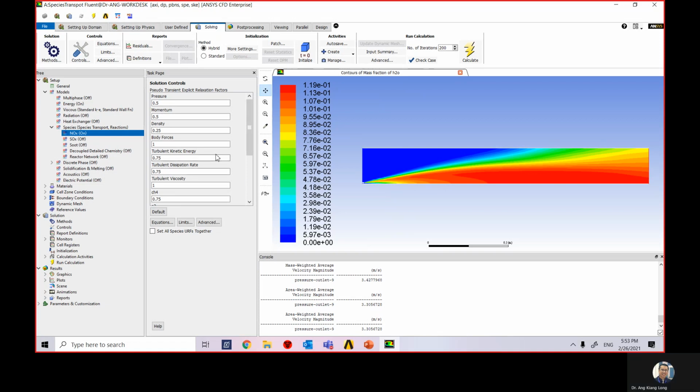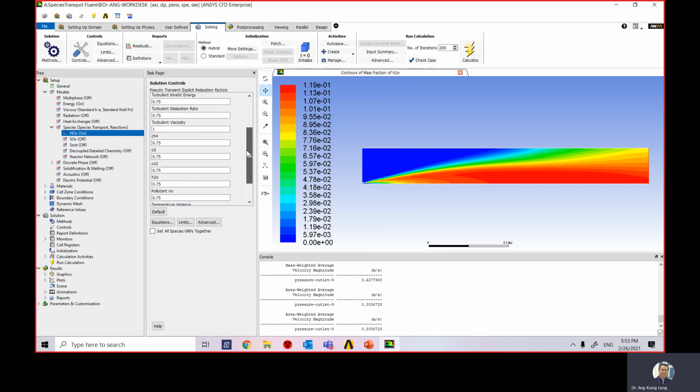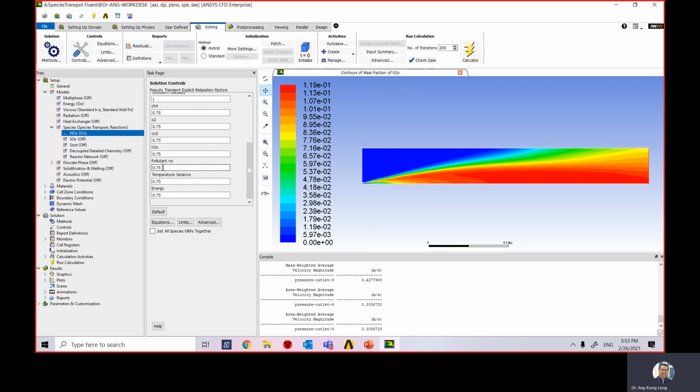Then in the pseudo transient relaxation factor here, you drop down and you're going to see these two: pollutant nitrogen monoxide, or NO. We're going to increase this one to 1, that way we'll focus on these two. Temperature variance also increase to 1, so we will focus on these two factors in our calculation.